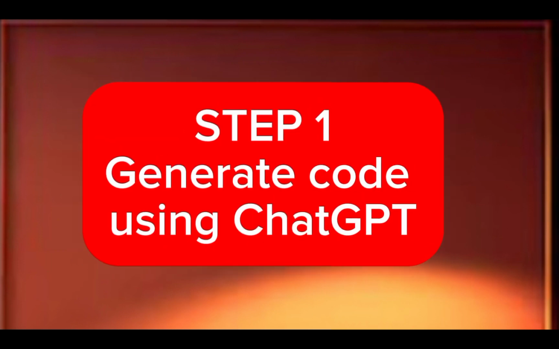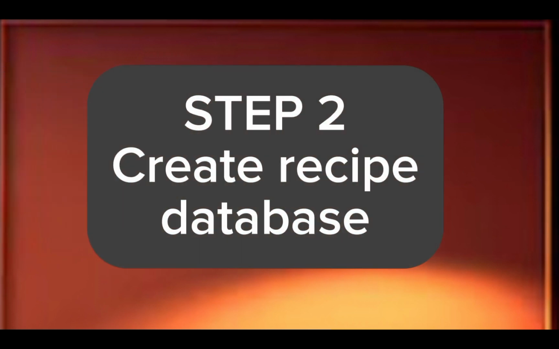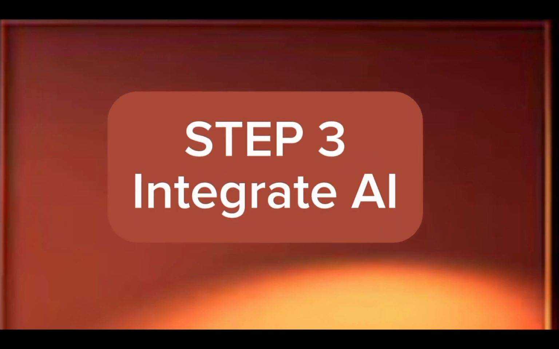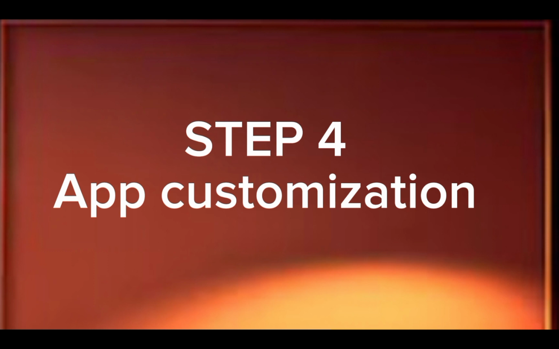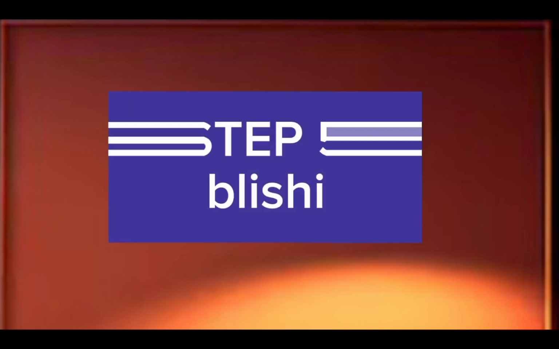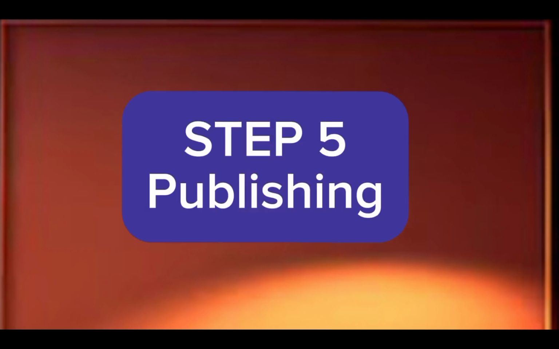So to do this, we are going to follow 5 steps. So step number one, we are going to generate the code using ChatGPT. And step number two, we are going to create a database for your recipes. And step number three, we are going to add AI interactivity to the app so that you can chat with the app. And step number four, we are going to customize the app to look very beautiful to your special needs. And finally, we are going to publish the app to go live for the whole world to see your beautiful work.